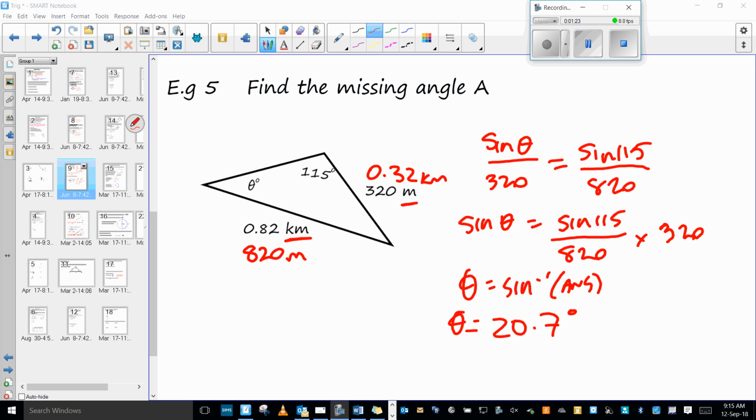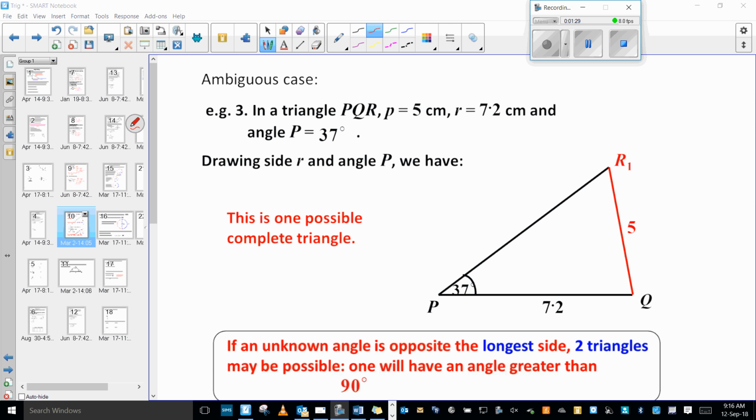Okay, so it's 20.7 degrees, not meters either. Alright, okay, so ambiguous case. And so as I said, this can be a little bit complicated. You need to do a little bit of visualization here. These kinds of situations only come up when they have given you certain pieces of information.